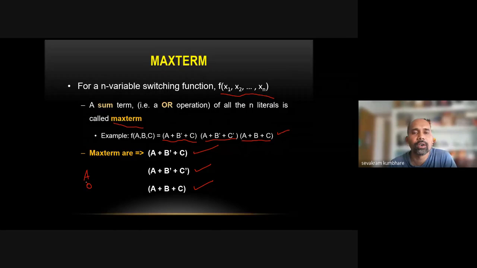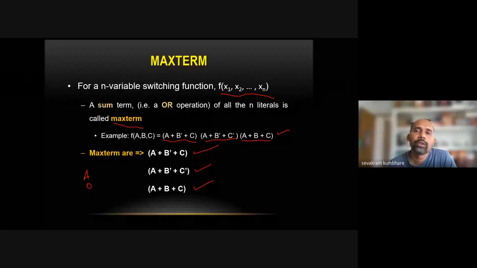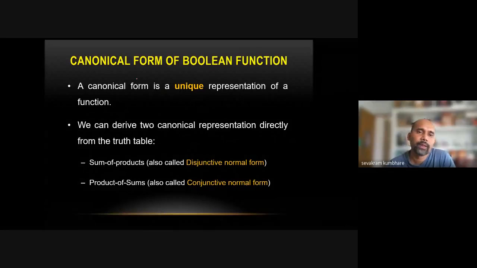This you have to keep in mind. Now, canonical form of Boolean function. So canonical form or standard form is a unique representation of a function. We can derive two canonical representations directly from the truth table, and these are nothing but sum of product or product of sum. Sum of product is also known as disjunctive normal form, and product of sum is also known as conjunctive normal form. So these are the other names for these two terms. So sum of product and product of sum are the canonical forms of a Boolean function.